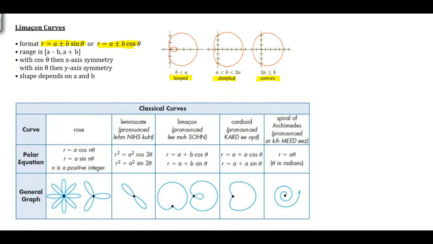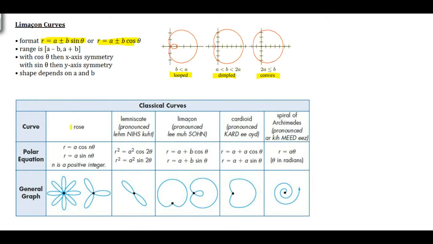Probably the most popular ones, again, will be your roses and your limaçons, but don't leave out lemniscate, which has an r squared, which usually makes it pretty easy to identify. The cardioids, which have the exact same number twice. And then everyone's favorite is probably the spiral of Archimedes, which doesn't have a sine or cosine in it, so it's really easy to see. However, it spirals really quickly, so your window's going to go crazy.